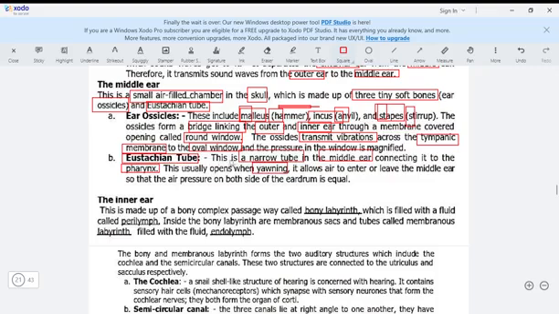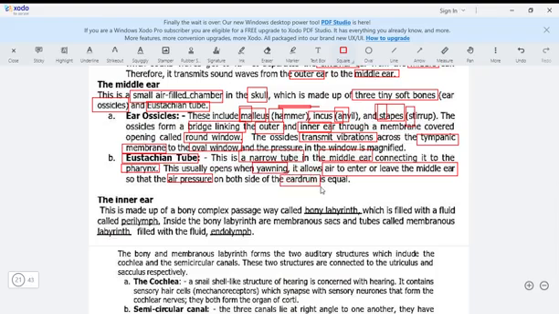It allows air to enter or leave the middle ear. So if you want air to come or to leave the middle ear, this Eustachian tube is the passage. And it can equalize air pressure on both sides of the eardrum. So it will equalize the air pressure.